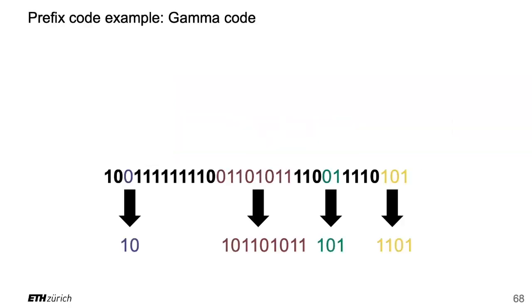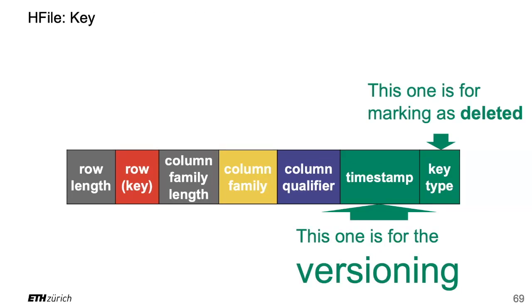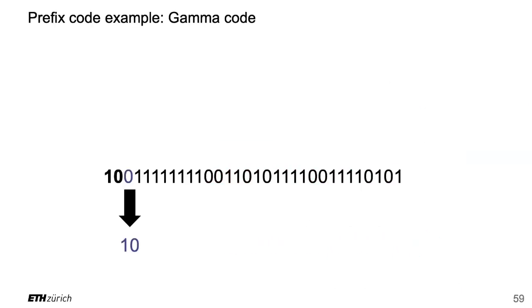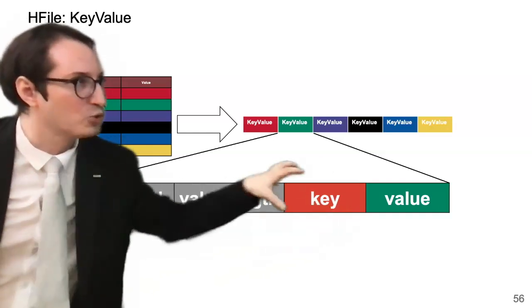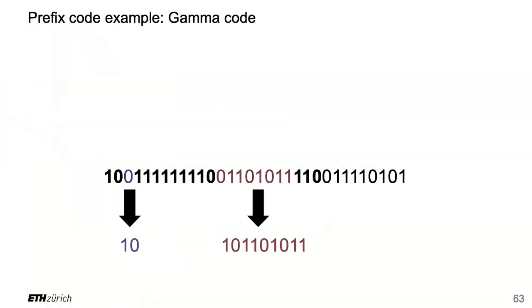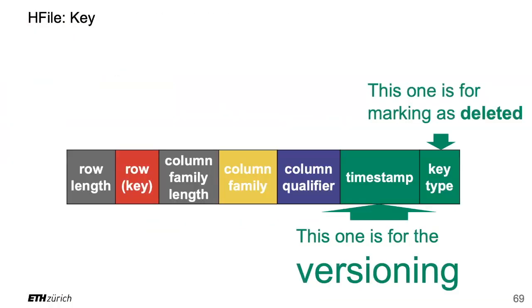Okay. Let's now zoom in inside the key. So the key would be this part here. Now I'm zooming in inside this. What will I find here? Well, you probably guessed it's the row ID, the column family, the column name, and so on. But we have to be careful because, again, we need to account for the variable length. So here's what you have here.